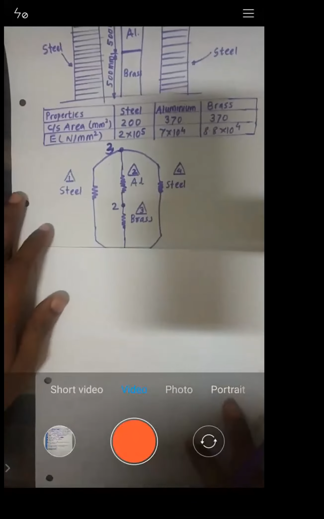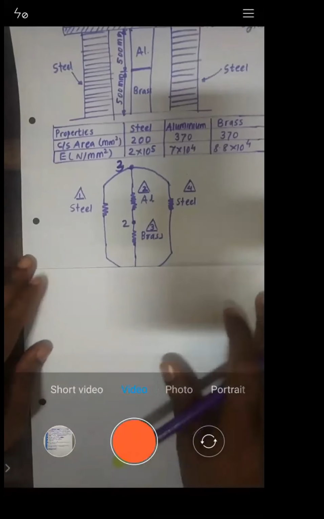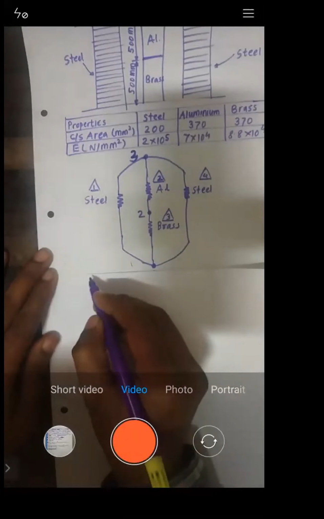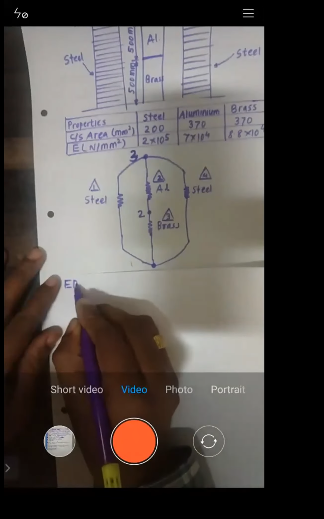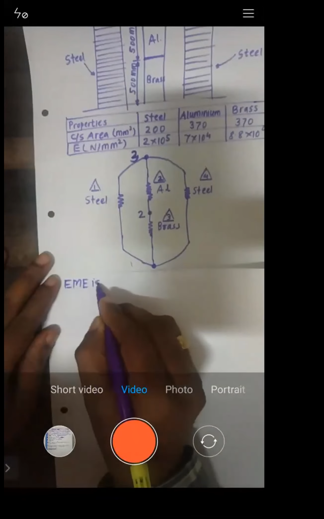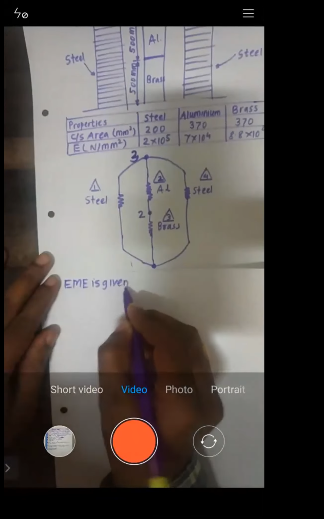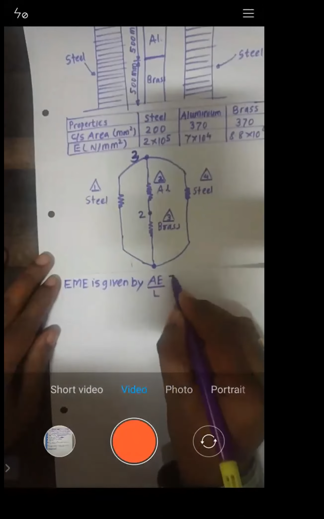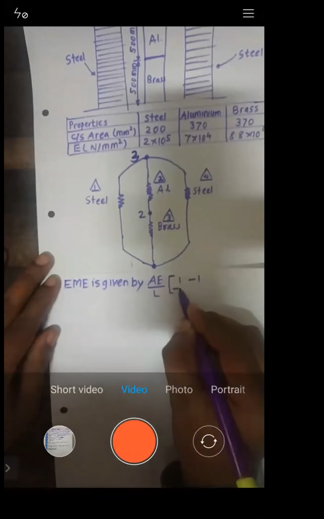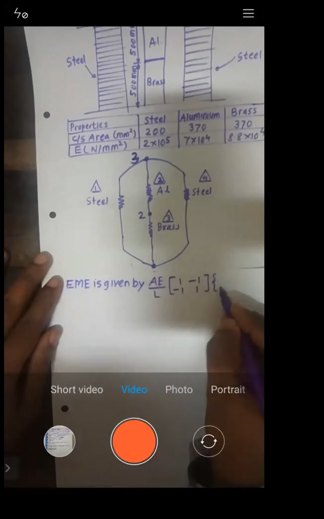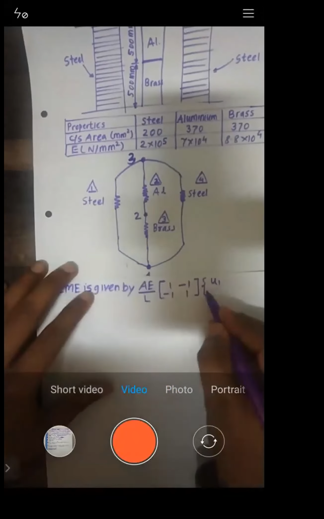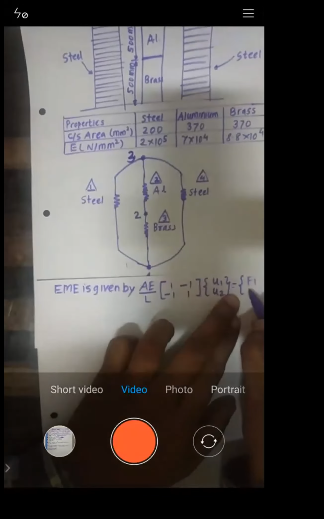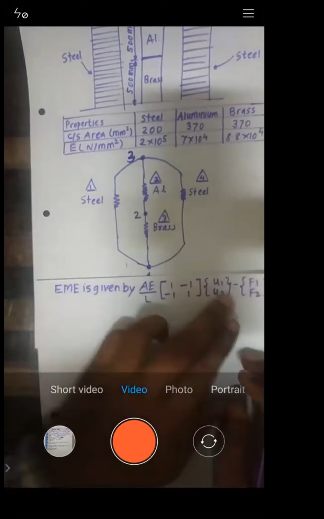Okay. So see how I will write down. What is element matrix equation? Tell me, what is EME? EME is AE upon L, right. It is AE by L times a small matrix [1, -1; -1, 1] multiplied by U1, U2, is equal to F1, F2, right?